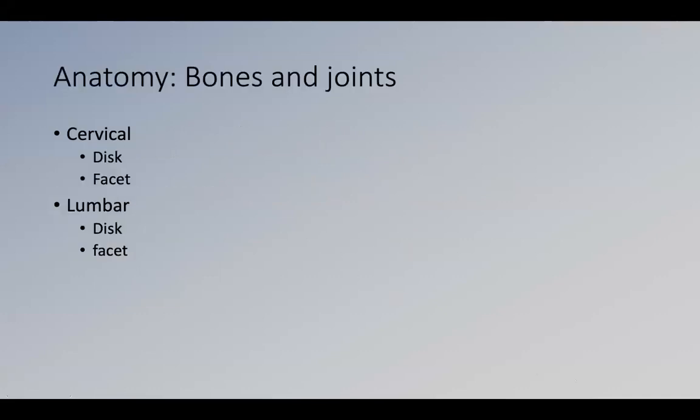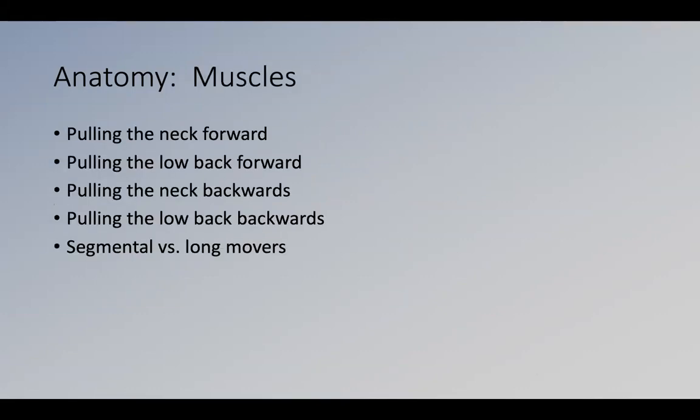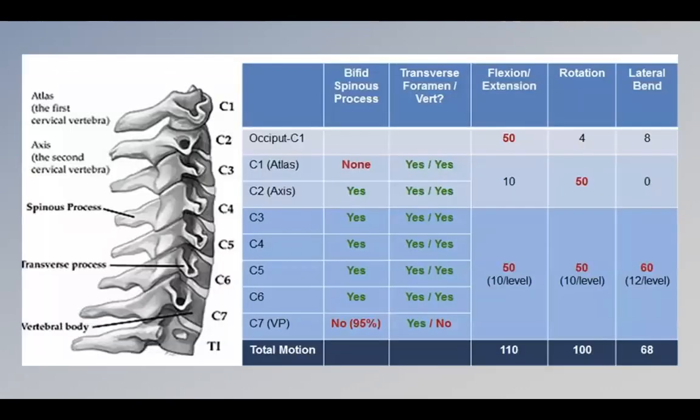When I get to the anatomy, I'm going to show you pictures, and you want to think about the bones and the joints, the cervical discs and facet joints, and the lumbar discs and facet joints. And then you're going to want to think about the muscles. There are a lot of them, and you want to just think of them basically as the ones that pull the neck forward and backwards and pull the low back forward and backwards and rotate. And you want to also begin to think of things that are segmental movers versus long movers of the whole spine, or of one segment that stabilizes the segment.